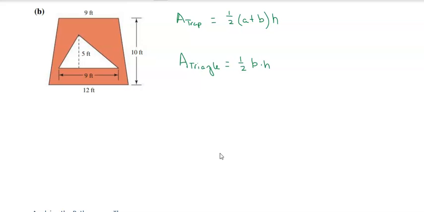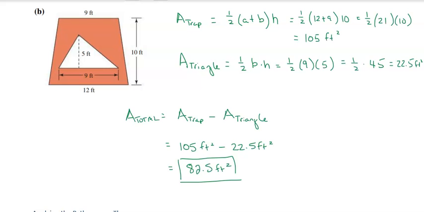What they're saying here is that this triangle is removed from the area of the trapezoid. So first you need to find the area of the trapezoid to be 105 feet squared, and then the area of the triangle is 22.5 feet squared. Then the total area is the area of the trapezoid minus the area of the triangle. So 105 minus 22.5 is 82.5 square feet.